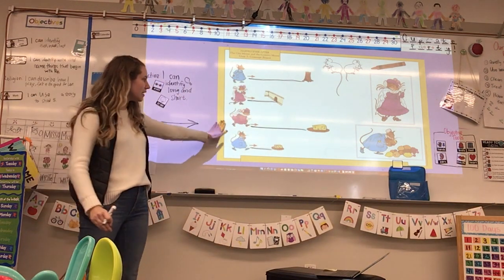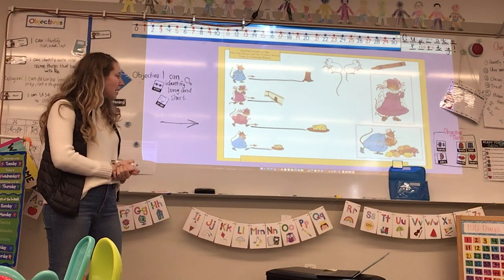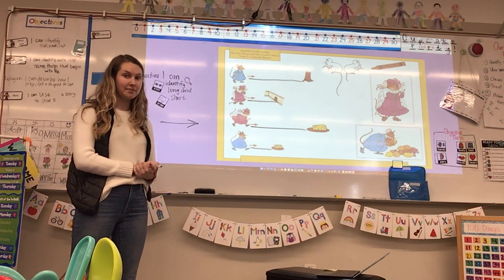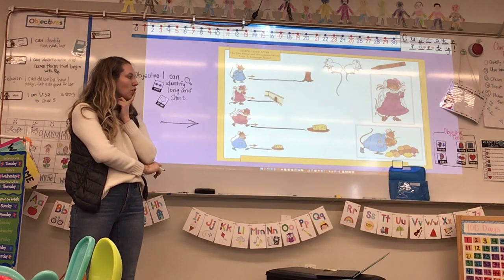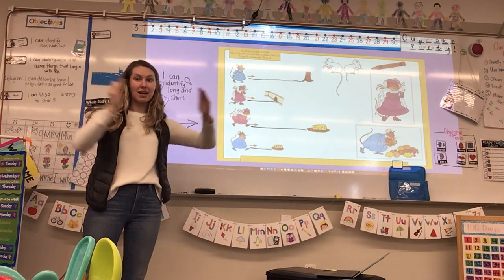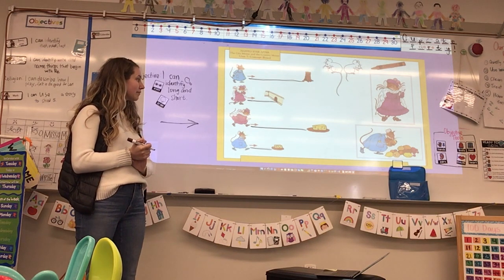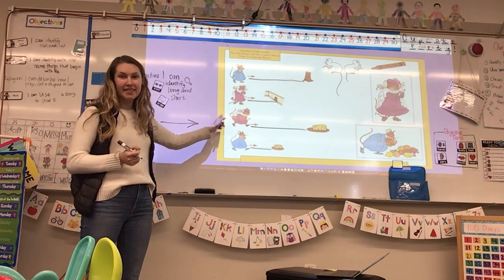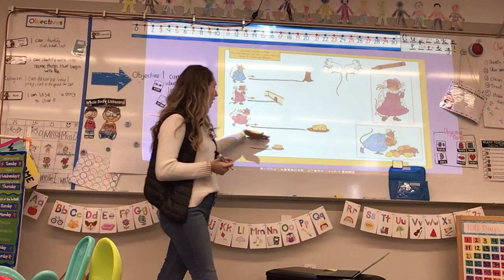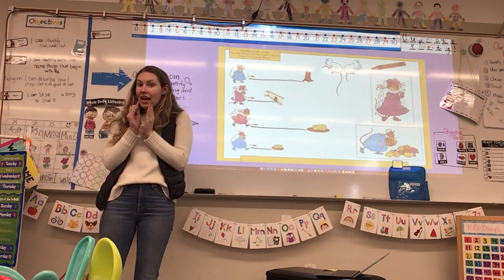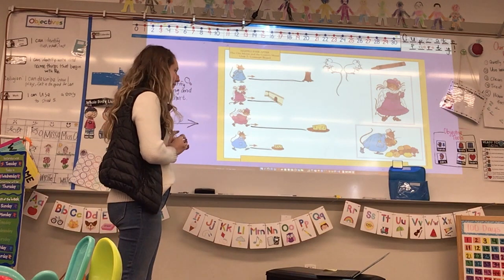Now what about here? Which mouse had a longer path to the cheese? The city mouse. The city mouse had a longer path to the cheese. The country mouse had a shorter path.